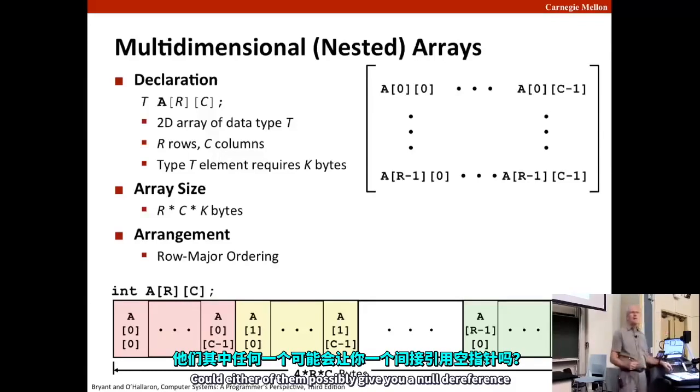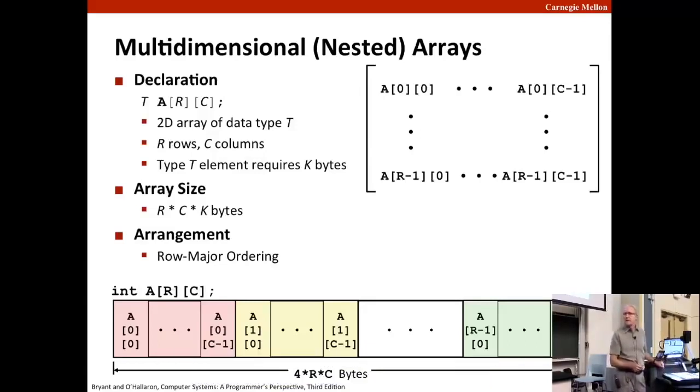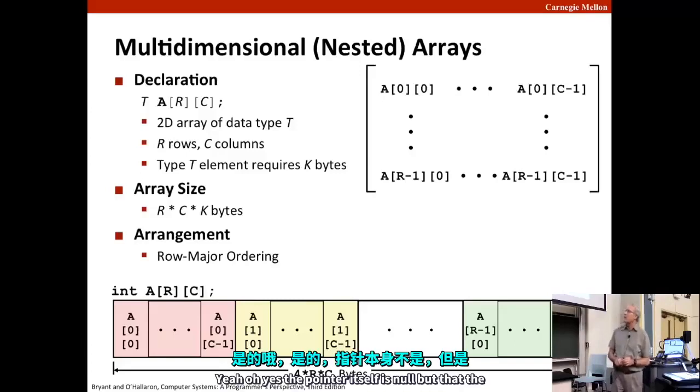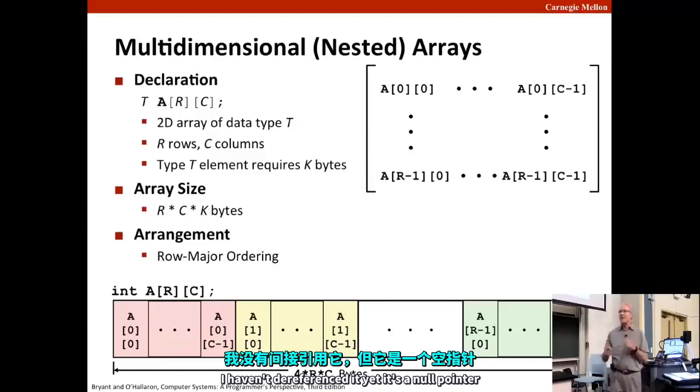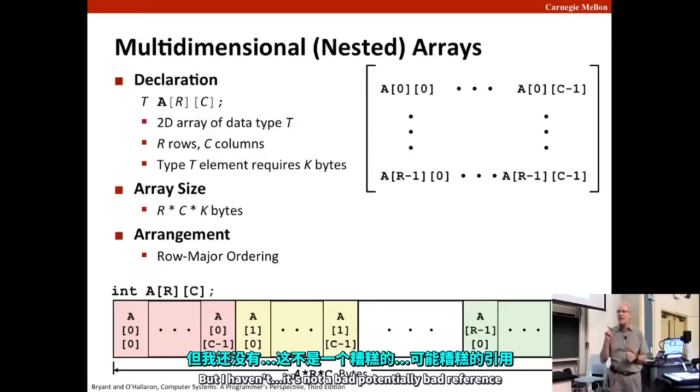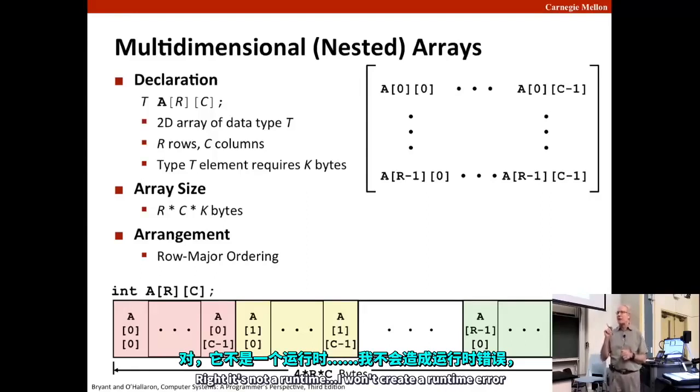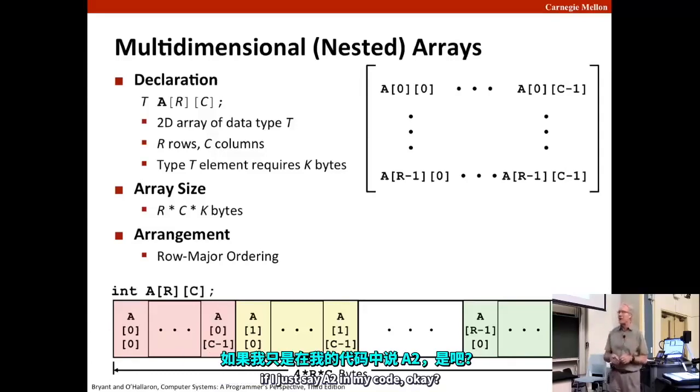Could either of them possibly give you a null dereference? Yeah. Why is pointer A2 non-null for the first one? Isn't it uninitialized? Isn't there a chance it could be null? Oh yes, the pointer itself is null, but I haven't dereferenced it yet. It's a null pointer, but it's not a bad, potentially bad reference, right? It's not a runtime error. I won't create a runtime error if I just say A2 in my code.